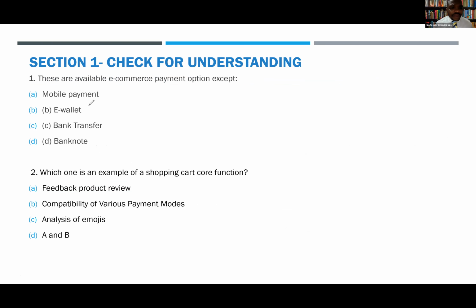So these are available e-commerce payment options, except how can people pay online? Okay, let's ignore the B here, the C here. Let's use the blue line here. So which ones are available for payment options, except? Somebody has typed something. I'll come there in a moment. So we're gonna cross out the ones that we know are available, and then we're gonna put an X to the one that is not.